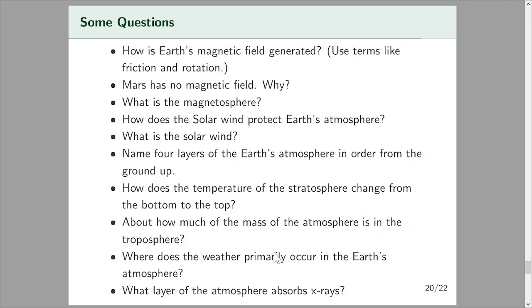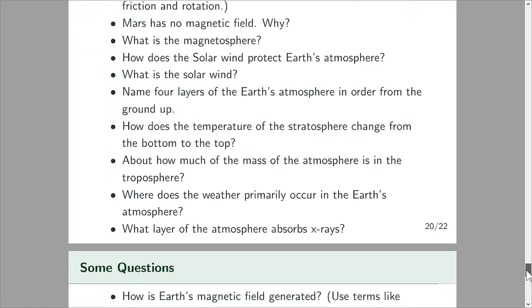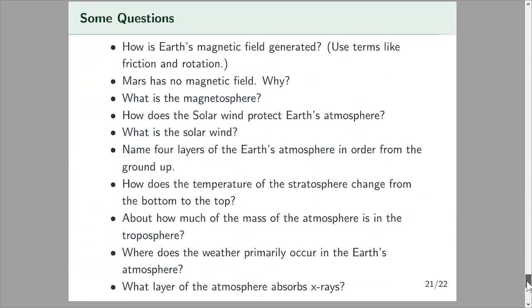And here are some questions, and so maybe I'll just skim through those. I just have questions on the magnetosphere. You should be able to just look back at the material in the chapter and in the section and follow the text and be able to answer most of these questions.